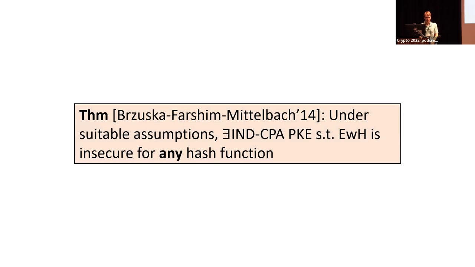Unfortunately, it turns out that in general, encrypt with hash is uninstantiable in the following sense. Under a suitable assumption, there is a CPA secure public key encryption scheme such that no matter what hash function you use to instantiate the encrypt with hash transform, the result is an insecure protocol. So we know it's secure in the random oracle model by what BBO proved, but when we instantiate it with any concrete hash function, it becomes insecure.